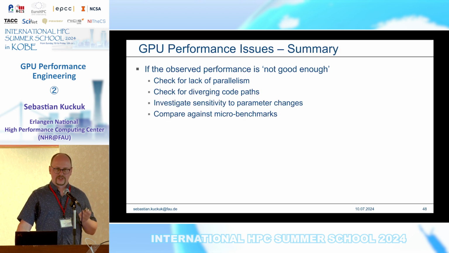Okay, so to summarize this so far, if your performance is, quote-unquote, not good enough, it's a good idea to first start by checking: do I have a sufficient level of parallelism? Do I have a high level of divergence in my inner kernel code or iterations? It's also usually a good idea, as we saw with the zigzag pattern, to try to vary your input configuration in terms of number of threads and thread block size and so on, to see whether you see a performance sensitivity towards that parameter.